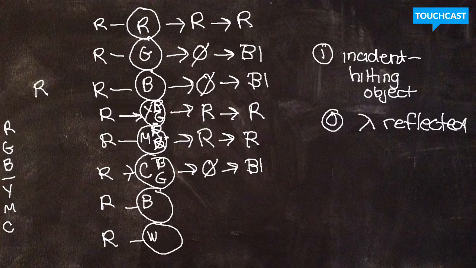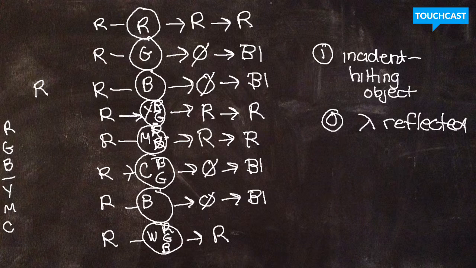Red hitting black, red is absorbed, no light is reflected, and we get black. For white light, it's all three flavors of light. So we have red, green, and blue. There's no green light hitting our white paper. There's no blue light hitting our white paper, only red. So therefore, red is reflected, and our paper is going to appear red.